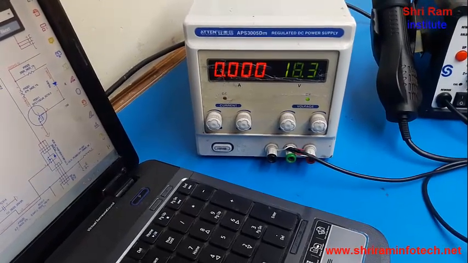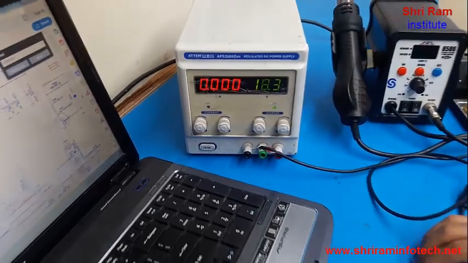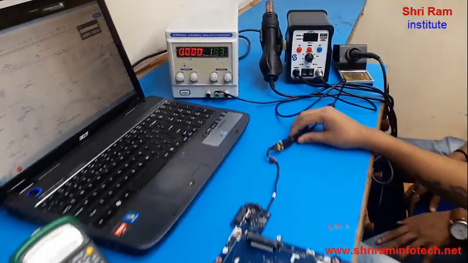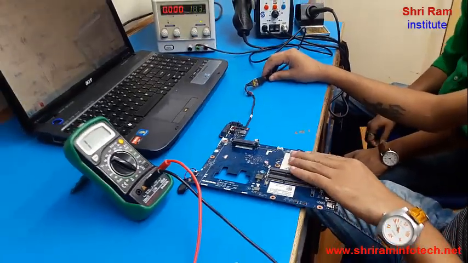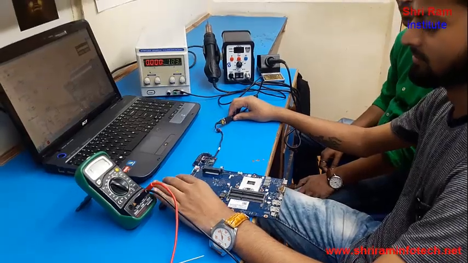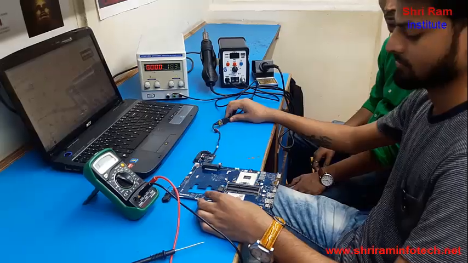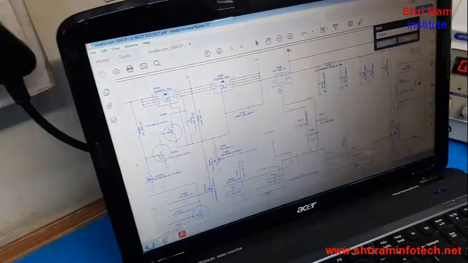This current light is flashing on the DC power supply. That means there is a short circuit in this motherboard. There is maybe a problem somewhere in the motherboard. So we are going to see where the problem is and how to rectify the problem in this motherboard.